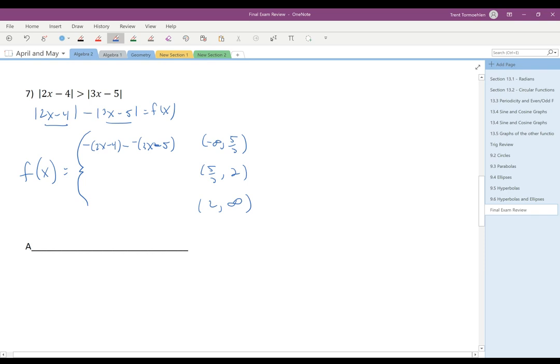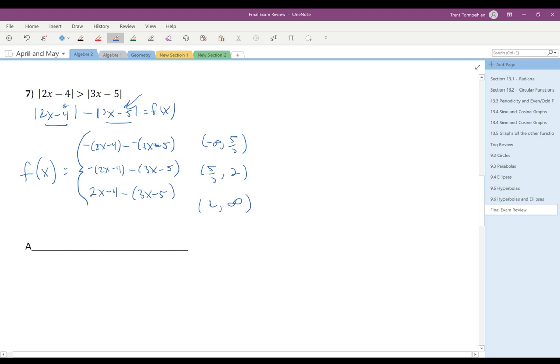In between these, the 3x minus 5 becomes positive, but then 2x minus 4 is still negative. And so it's going to be negative 2x minus 4 minus 3x minus 5. And then in the last region, they both are going to be positive, so you're just going to do 2x minus 4 minus 3x minus 5. Now you've got to be careful here with your negatives.